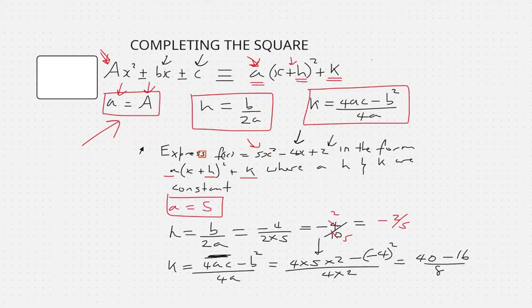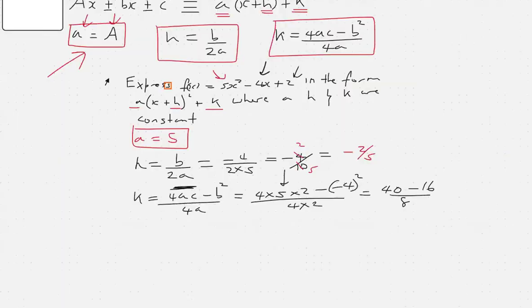All right, let's go. So 40 minus 16, that's going to give us what? 24. And 24 divided by 8 works out nicely to be 3. Okay?